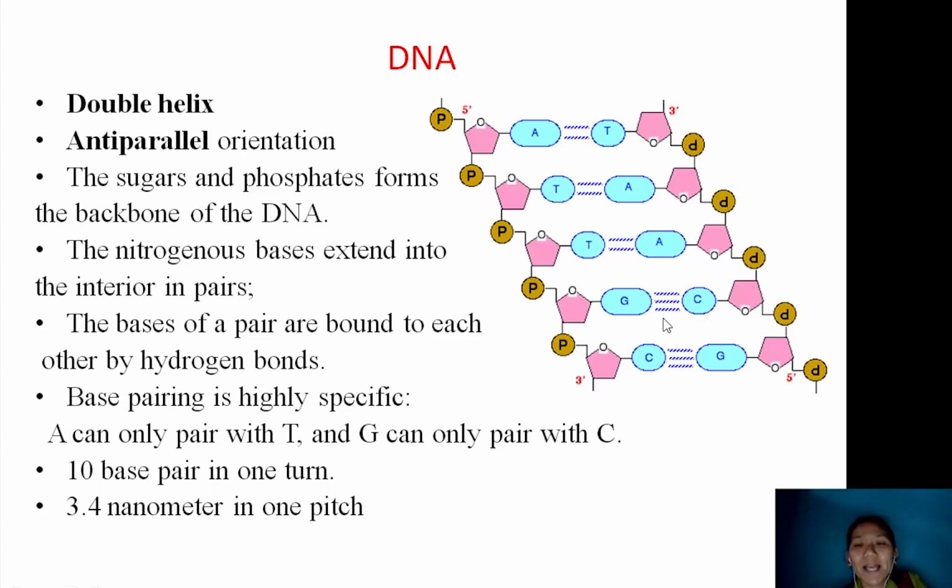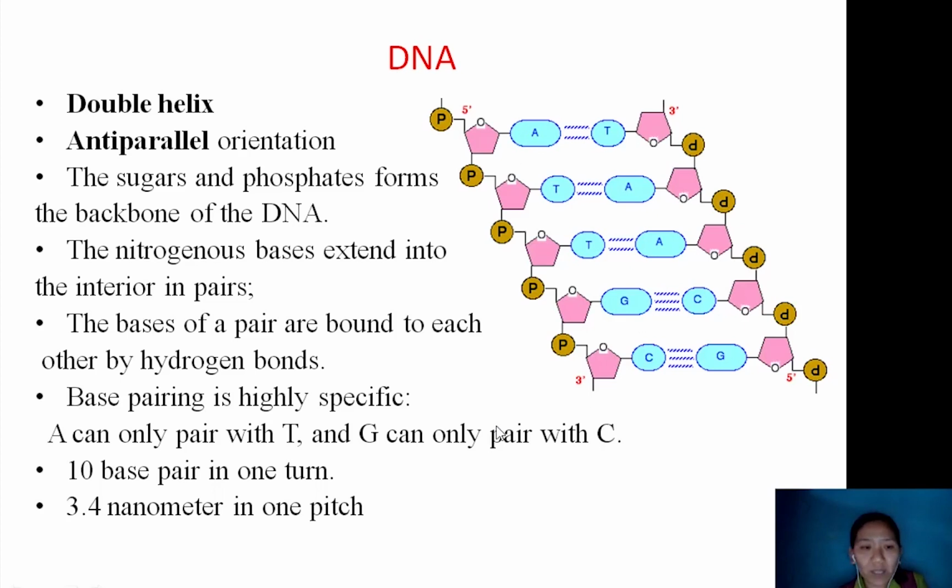Again, you can look at the number of hydrogen bonds. Between A and T, there are only 2 hydrogen bonds. Between G and C, there are 3 hydrogen bonds. So this is the structure of DNA. If you know the sequence of the nucleotides on one strand of DNA, you can easily predict the sequence of the nucleotides on its complementary strand, because the pairing is always specific. A pairs with T, G pairs with C.